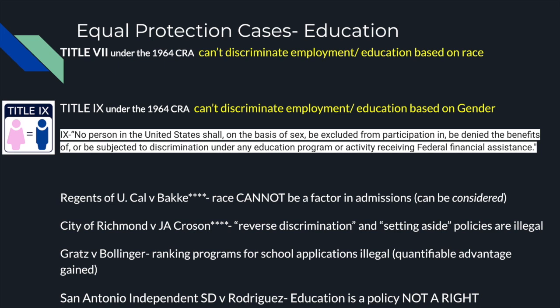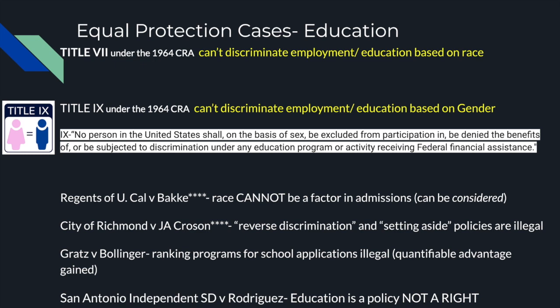And the Supreme Court is going to say here that ranking in school applications is straight up illegal. It grants a quantifiable advantage. So it's the same thing as it being a factor up here. So again, it can be considered, that's not going away, but any sort of quantifiable advantage for a minority is unconstitutional. It can't be done.